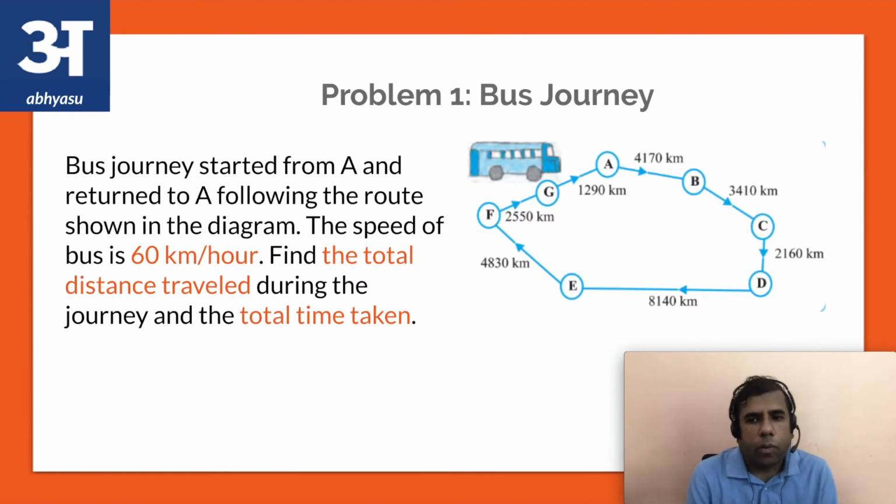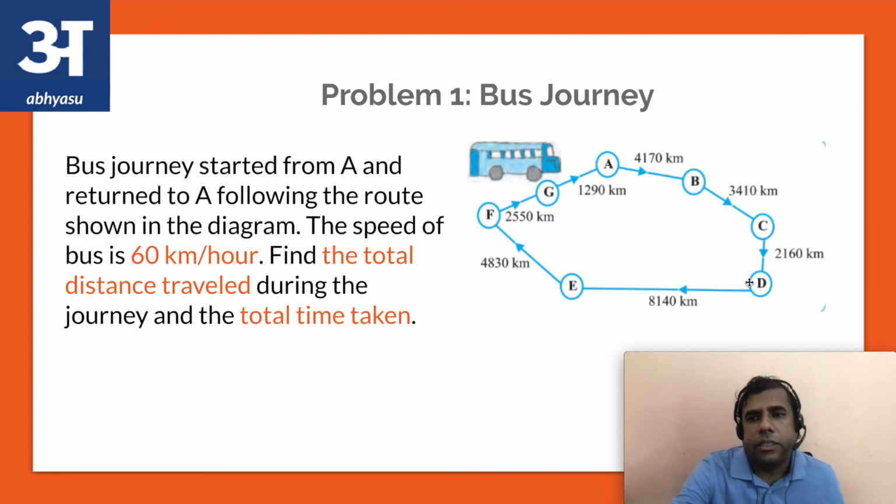Let's look at a few problems, and we are going to cover more problems in one of the next sessions on this topic, but let's look at a couple of problems today. The first problem is bus journey. Let's say that you are traveling in a bus which goes from point A to B to C to D to E to F to G and back to A.